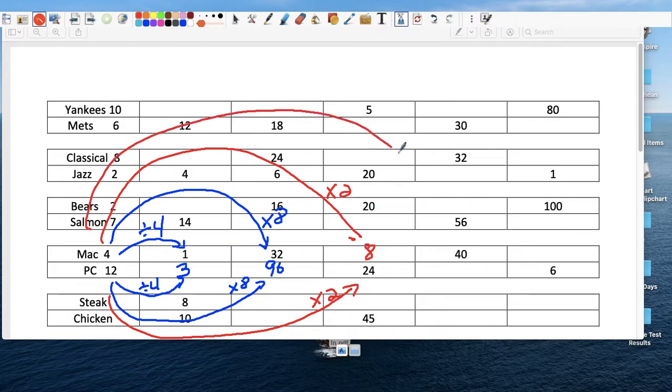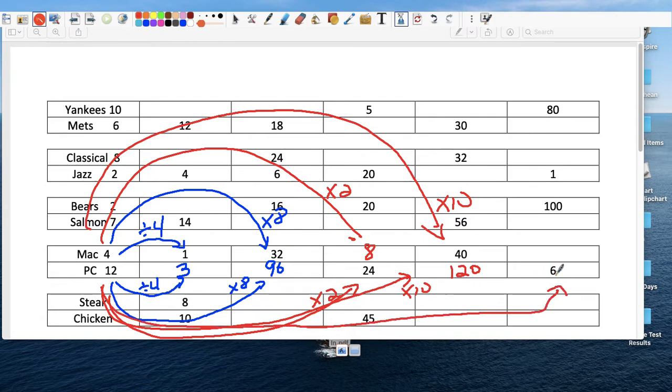How did the 4 become 40? Times 10. So aquí abajo, el 12, I multiply times 10. And gives me 120. And por último, how did the 12 become a 6? ¿Cómo que el 12 se transformó en 6? Divide by 2. So that 4, I'm going to divide by 2, and I'm going to get a 2.